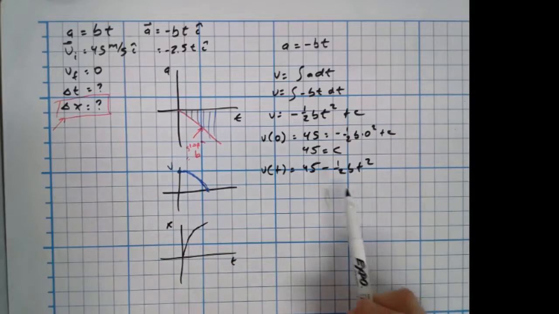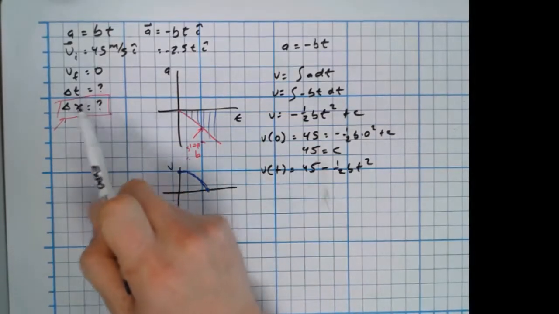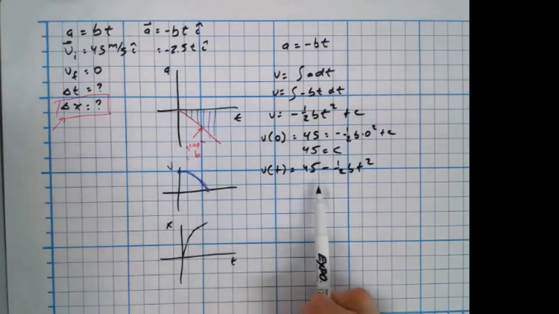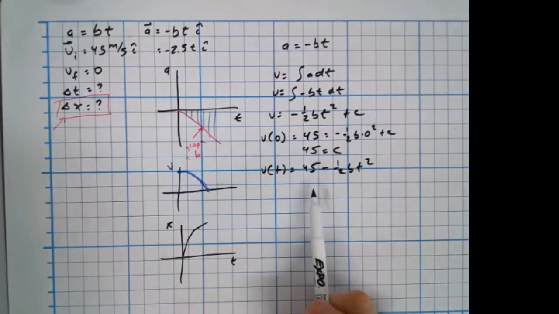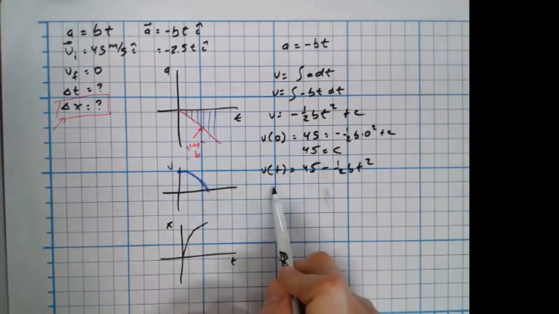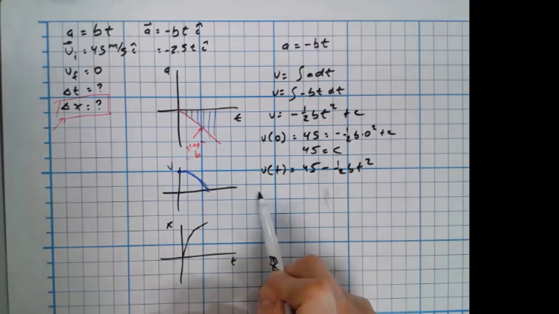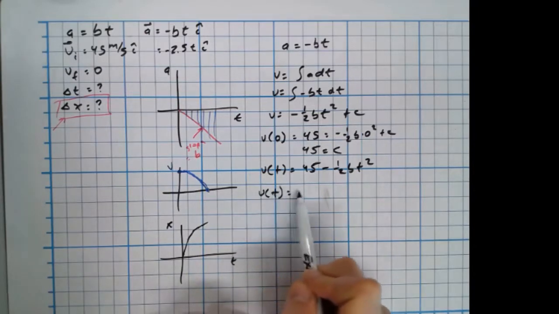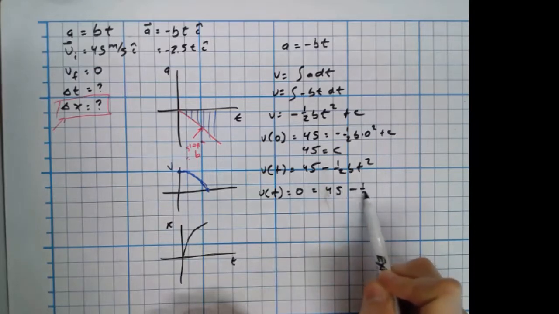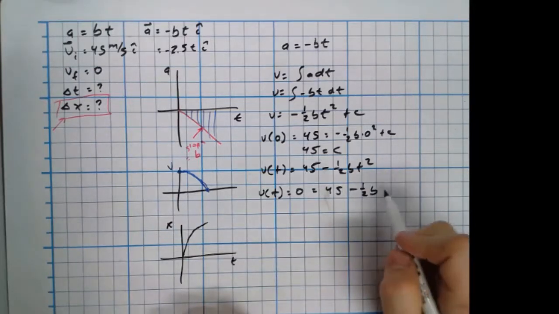Well, I notice that over here, I didn't know how much time it's going to take to stop. Delta t equals, I don't know. But this function tells me what the velocity is at any moment in time, so I could use that to figure out how much time it's going to take for it to stop. Why don't I do that? So the velocity when it stops is going to be 0. So v at some later time is 0 equals 45 minus 1/2 bt squared.